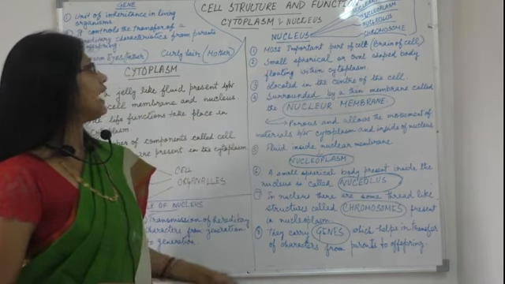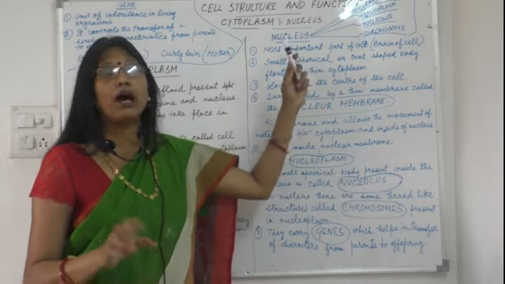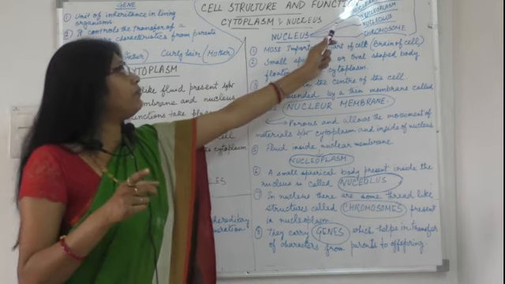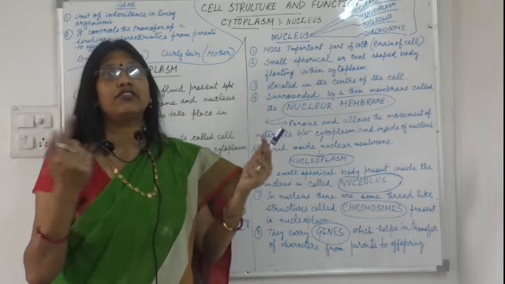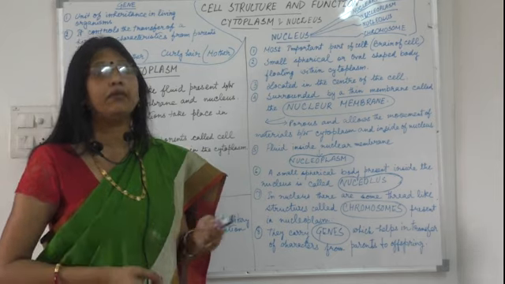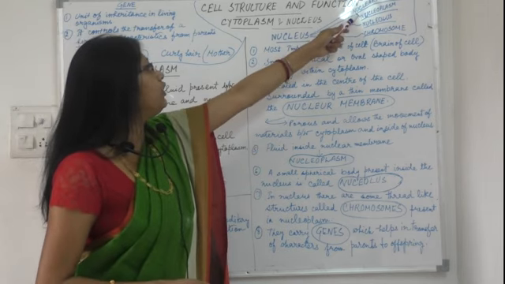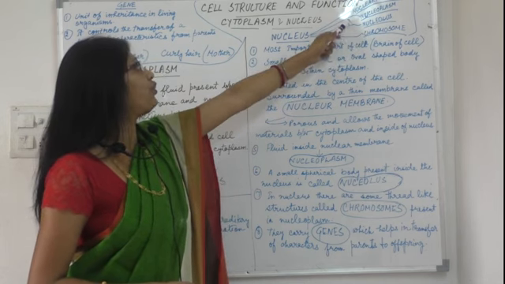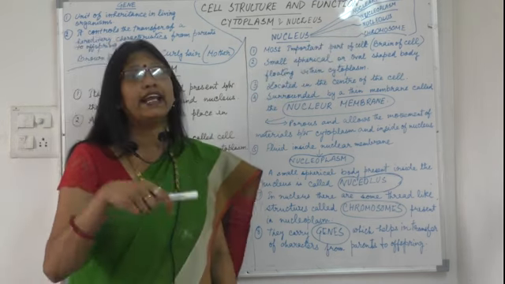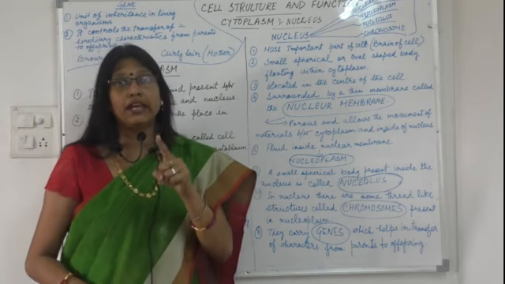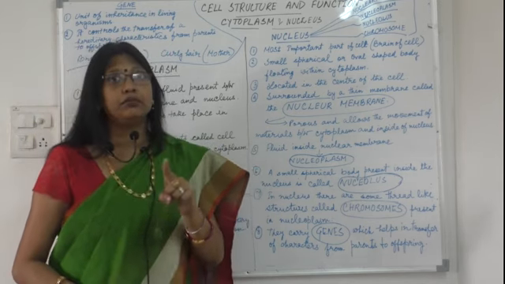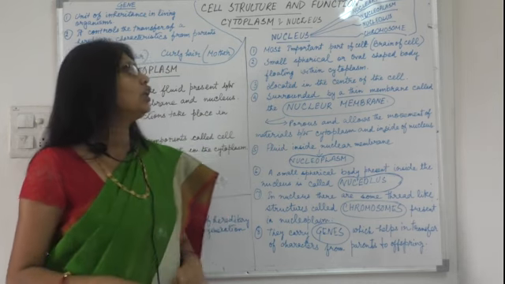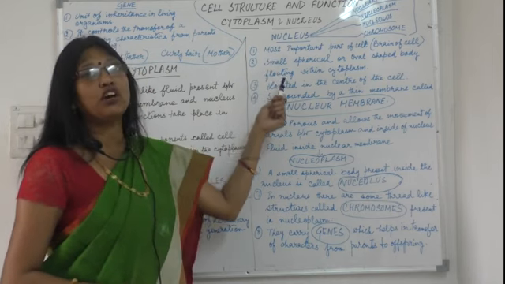Now nucleus is actually divided into four parts. What are they? Nuclear membrane. By the name you can understand that it is an outer covering, a membrane, as the cell membrane. Nuclear membrane, nucleoplasm, nucleolus and chromosome. These four are the parts of nucleus. Again I am repeating: nuclear membrane, nucleoplasm, nucleolus and lastly chromosome. Understand?